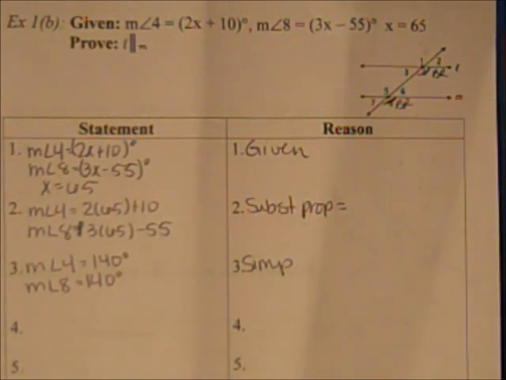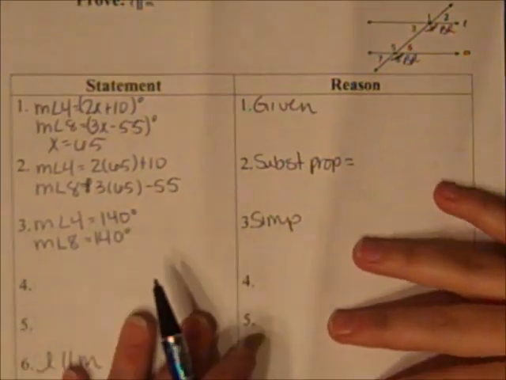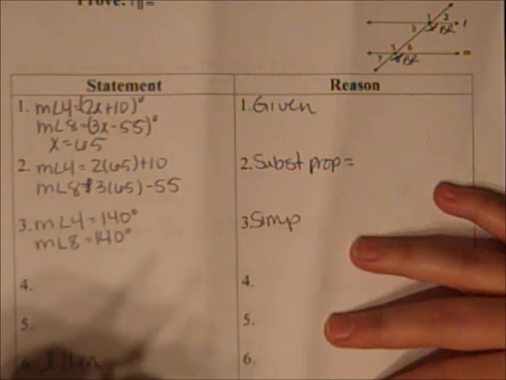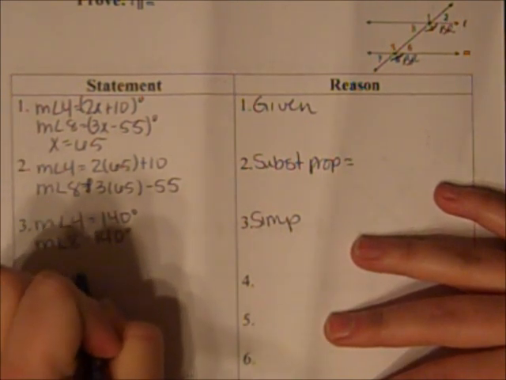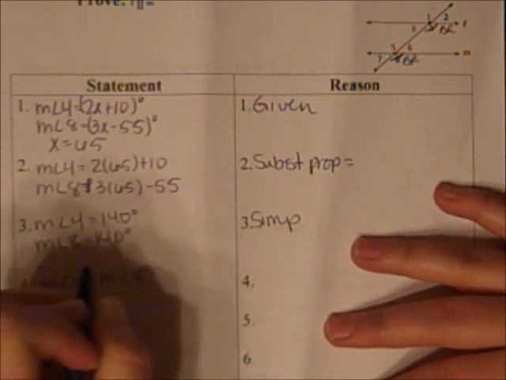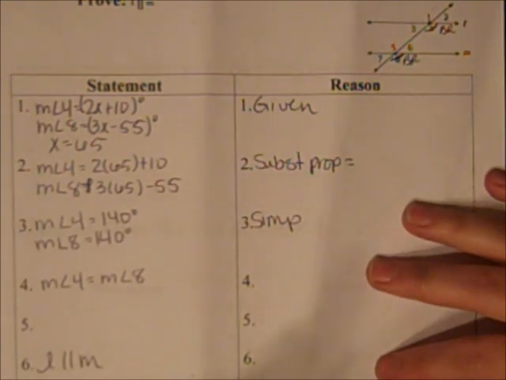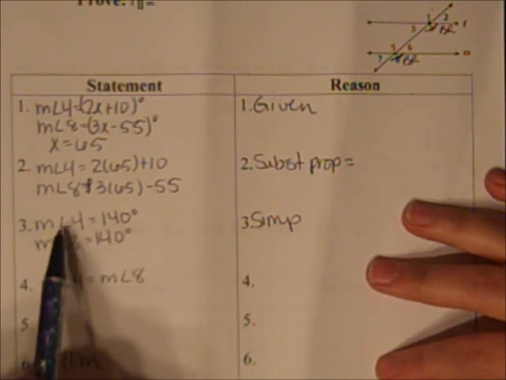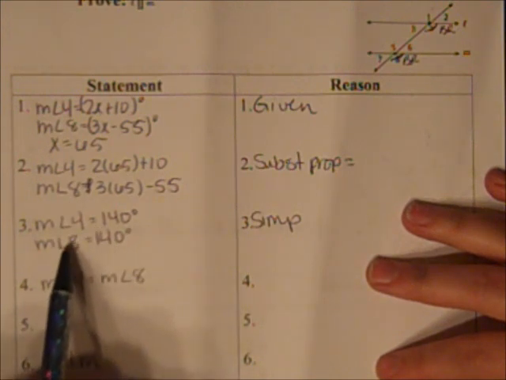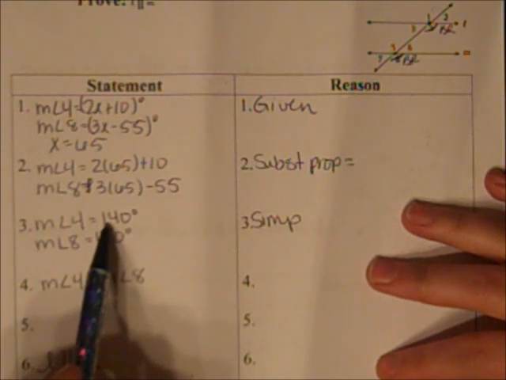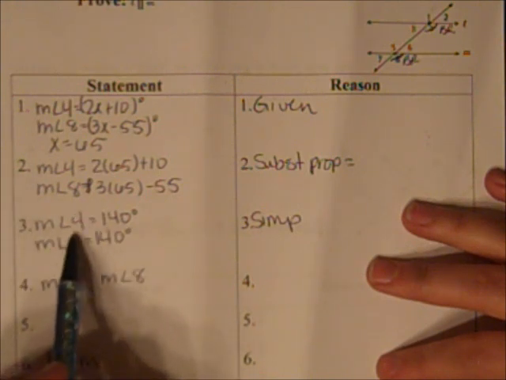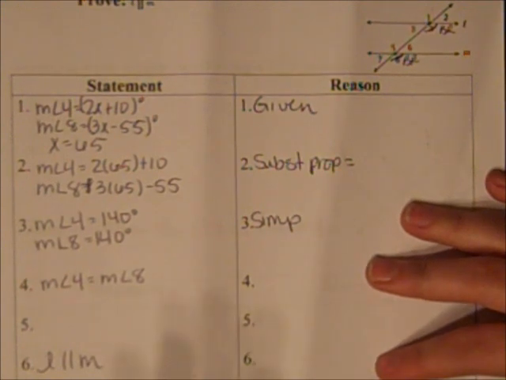Okay, so here's where we get into the more proof stuff. 4 is 140 and 8 is 140. So what does that mean about 4 and 8? Well, it means that they are equal to each other. Now, how do I know that? Two ways. You can either use substitution, where you say 4 equals 140 but you substituted 8 in, or you can use transitive. If A equals B and B equals C, then that must mean A equals C. So if you have an equal sign, you can use either substitution or transitive.